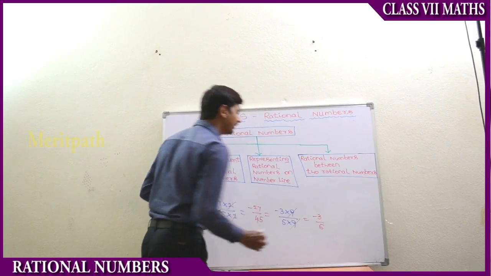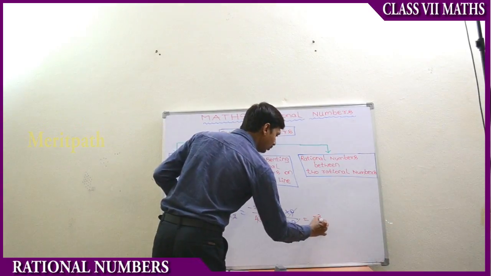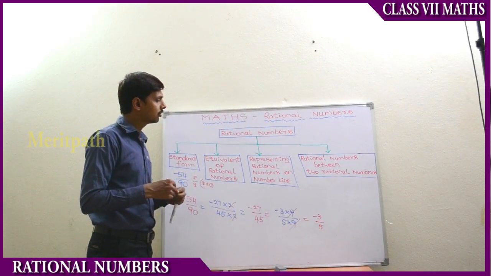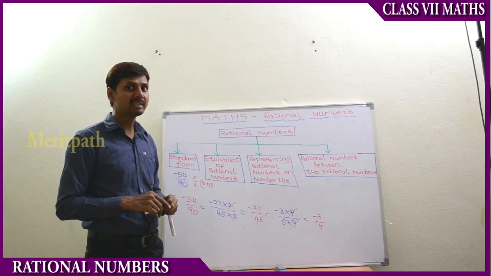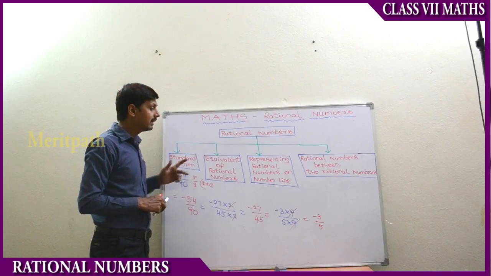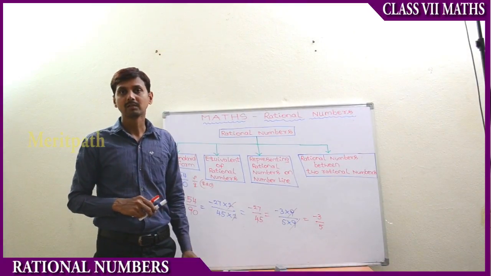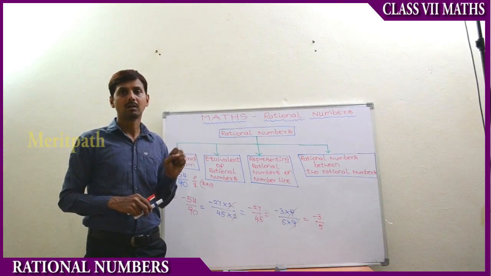So now let's see these two numbers. They don't have any common factor. 3 and 5 don't have any common factor. Minus 3 by 5. And the denominator part doesn't have any negative sign. So the standard form of minus 54 by 90 is nothing but minus 3 by 5. So this is the standard form of representing a rational number.